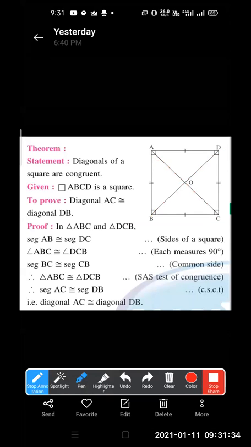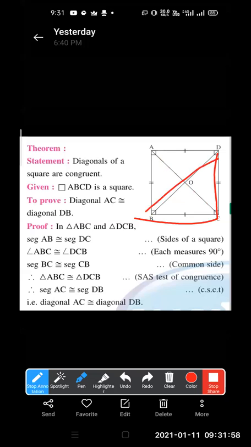In order to prove that, we will consider two triangles: triangle ABC, this triangle, and triangle DCB, this triangle.